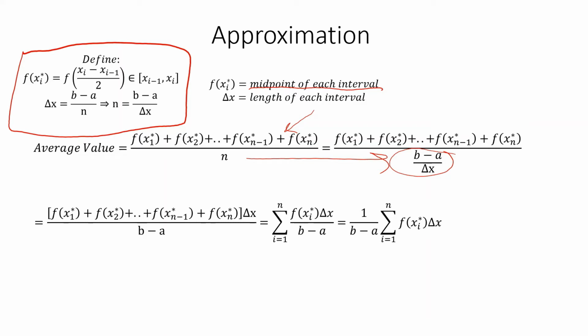And then, since b minus a over delta x is on the bottom, we can move delta x to the top. So, just like that. And then we can put it in summation notation, which is pretty obvious just because you can see that you have a sum of things up to a number n. So we just have the summation from i equals 1 to n of f of xi star delta x over b minus a.